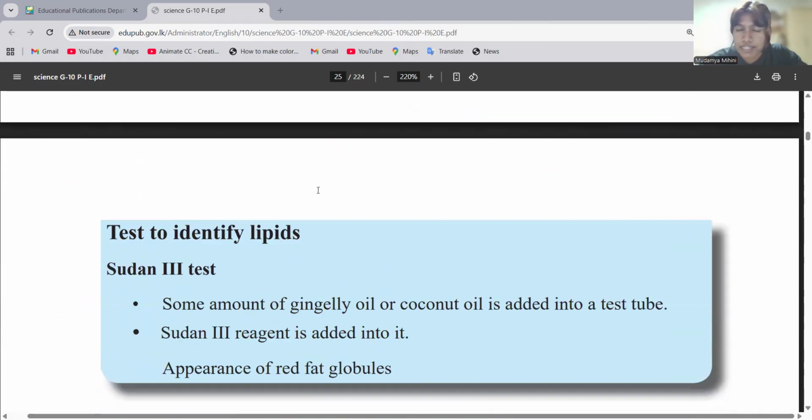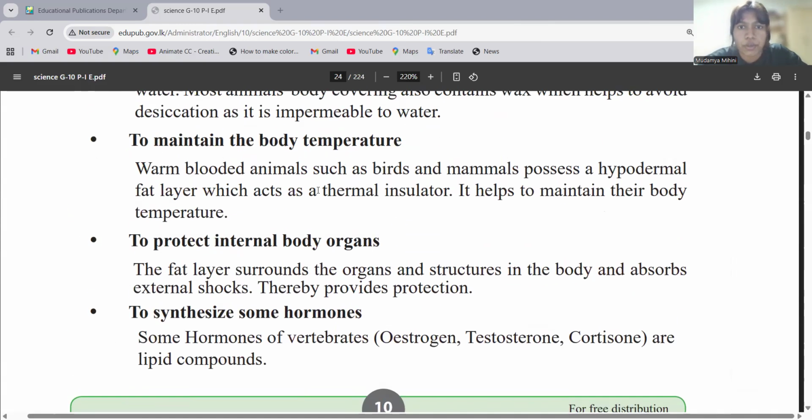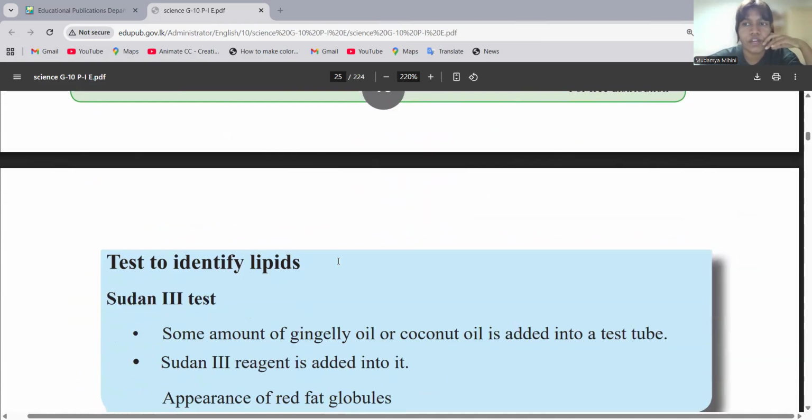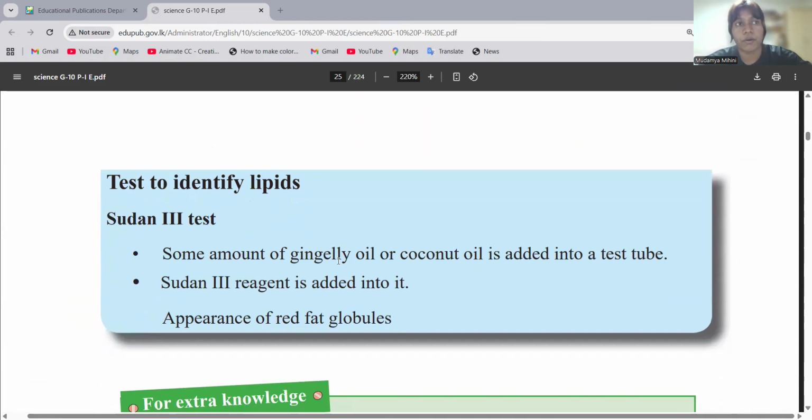Oh yeah, I didn't say about semi-permeable and impermeable. So impermeable is basically, it does not allow water to pass through it. So what we mean here is avoid desiccation, as it is impermeable to water. So this wax is impermeable, means it does not allow water to pass by. And semi-permeable is, it allows some substances to pass by, but not everything. These two words are very popular in the biology parts. So make sure to remember it.